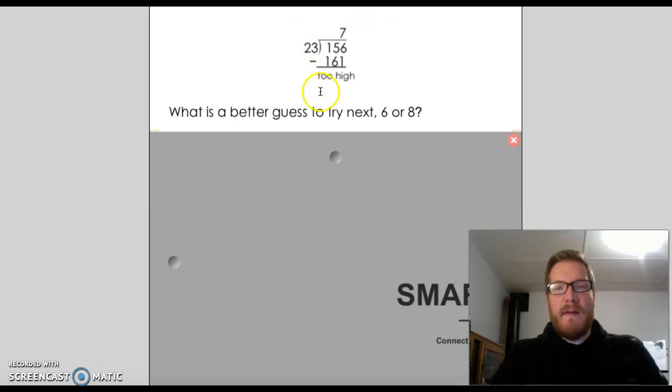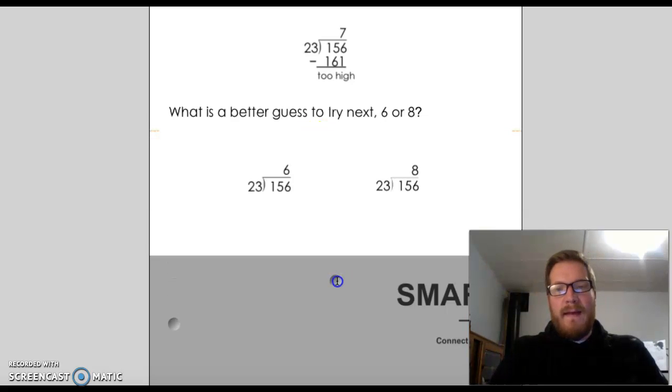So we have an estimate here of 7. That's going to give us a number that's too high. If we get a number that's too high, our adjustment has got to be lower. It says, what's a better guess to try next, 6 or 8? Obviously 6. If you've already got a number that's too high, you're not going to want to go higher. So you have to adjust lower.